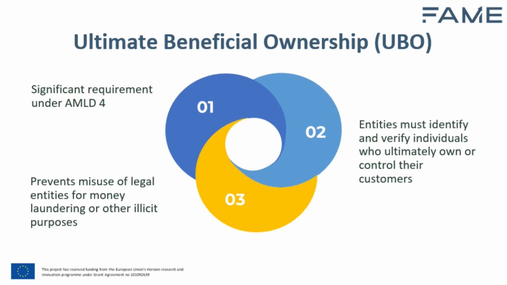Ultimate beneficial ownership, UBO. Understanding the ultimate beneficial ownership of legal entities is another significant requirement under AML 4. Entities must identify and verify the individuals who ultimately own or control their customer, especially in cases of complex ownership structures or opaque jurisdictions. This information helps prevent the misuse of legal entities for money laundering or other illicit purposes.